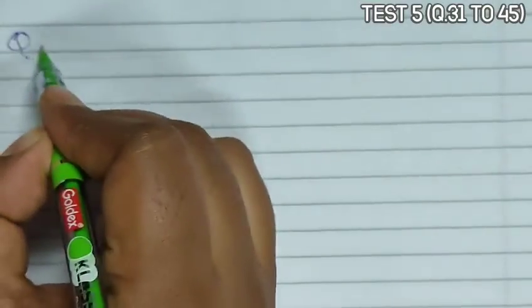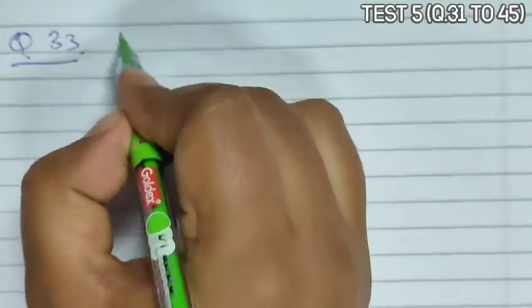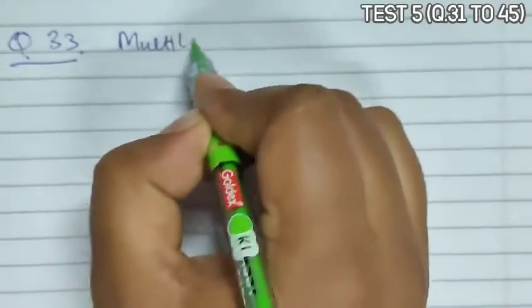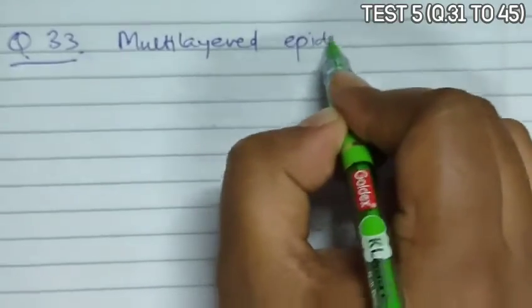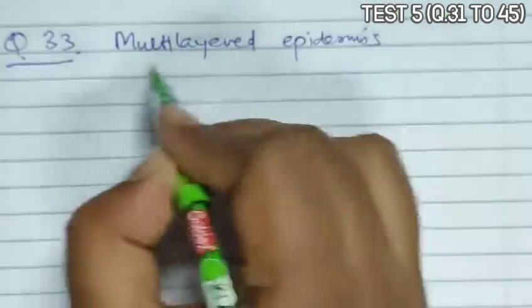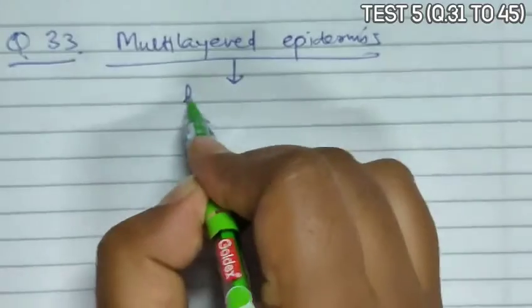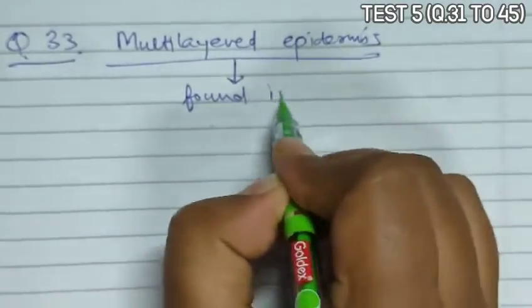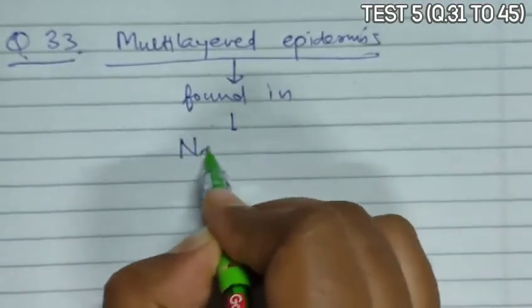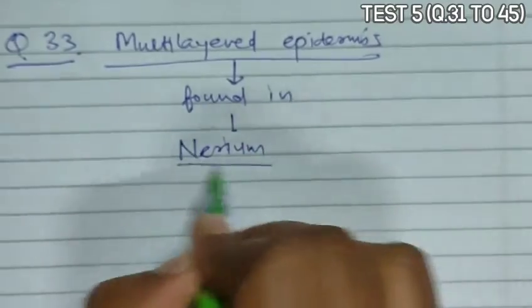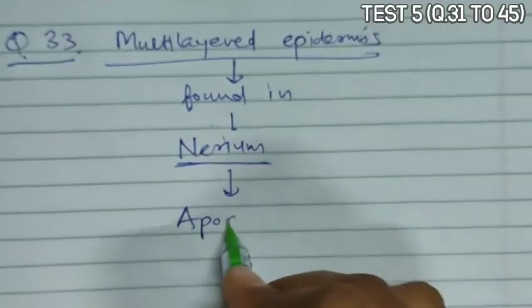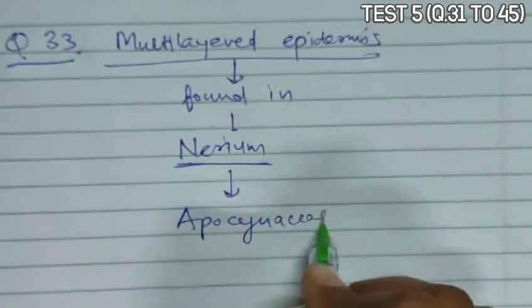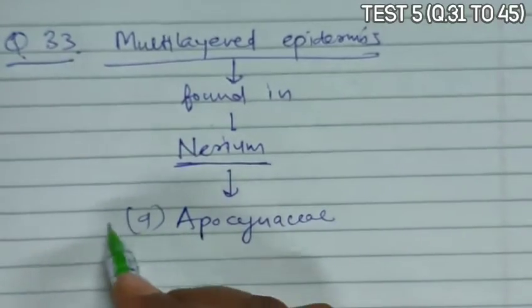Next is question 33. It asks, multi-layered epidermis is found in. This is found in one plant, that is nerium, and nerium belongs to a family that is known as Apocynaceae. So option A becomes the correct answer.